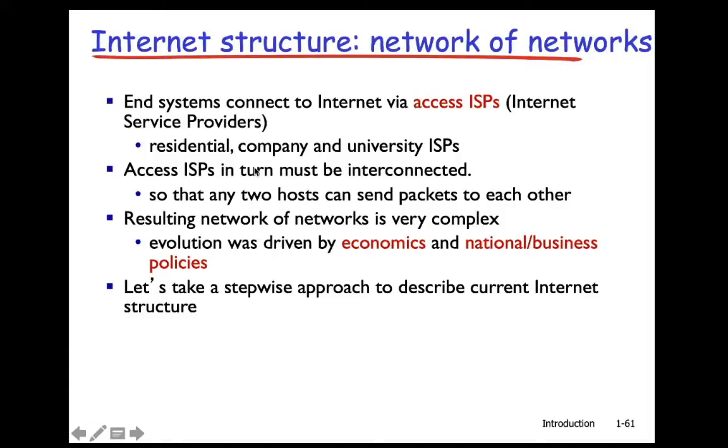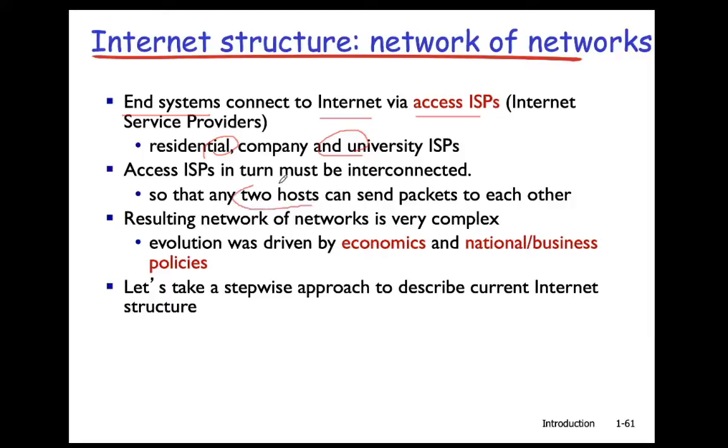Internet structure. It's a network of networks. Earlier we learned we have end systems at the edge of the internet. They're connected to the core through the access networks, which are part of these access ISPs. Now, some of these ISPs serve home users more. They are called the residential ISPs. Others serve companies and universities. They are more often being called institutional ISPs.